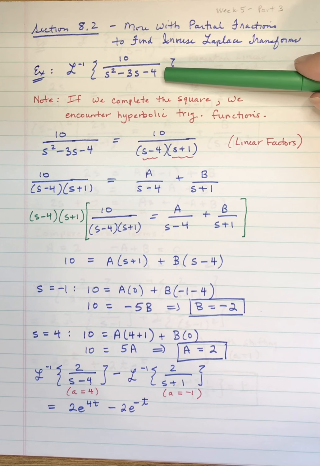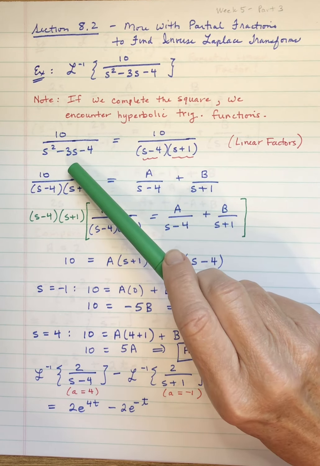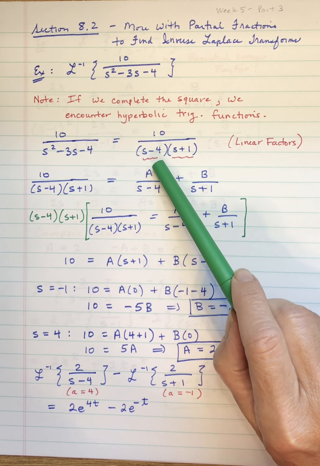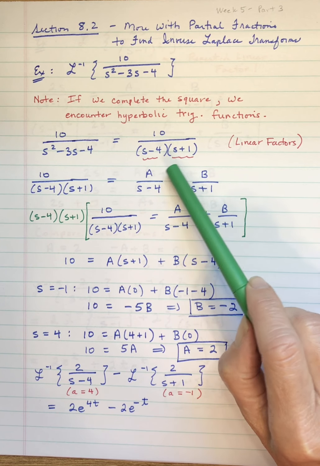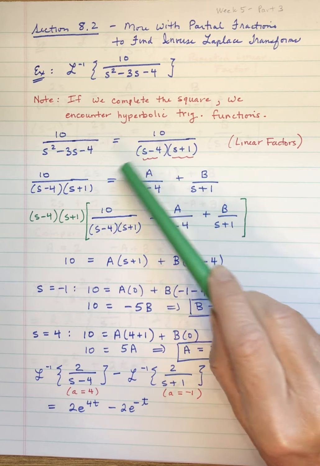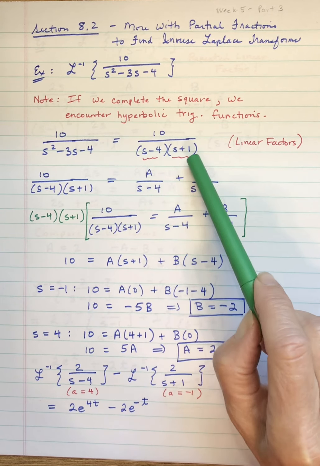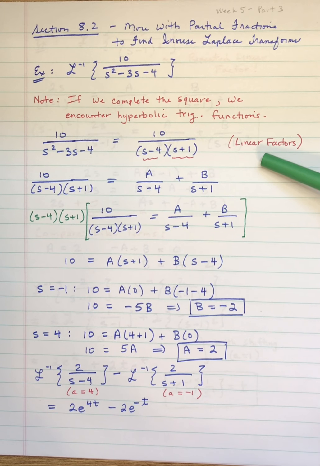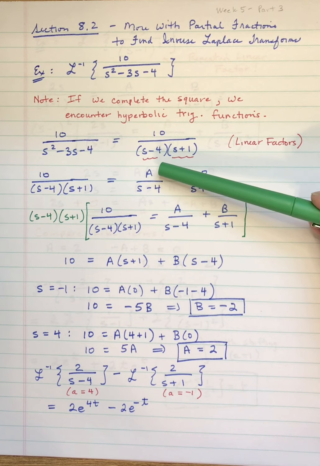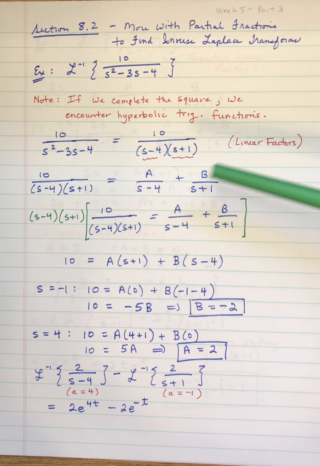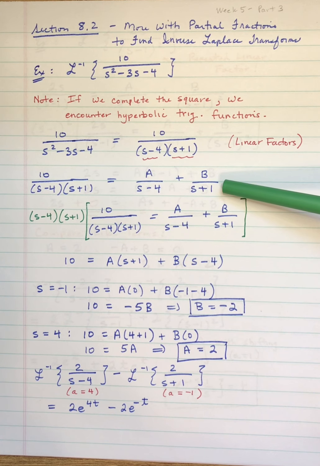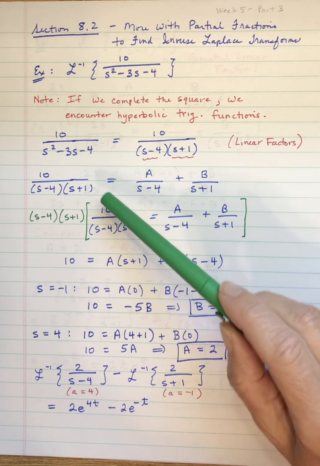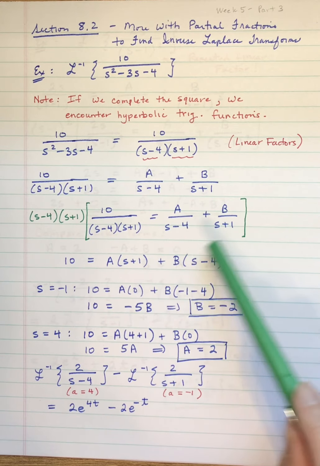So if we look at this one, notice you can factor that denominator as s minus 4 times s plus 1, because minus 4s plus s gives you minus 3s. Negative 4 times 1 gives you negative 4. So here again we have two linear factors. So we can write it as a constant over the first linear factor plus a constant over the second linear factor. Do the same thing we've been doing, multiplying both sides of the equation by this denominator. That's all we're doing here.